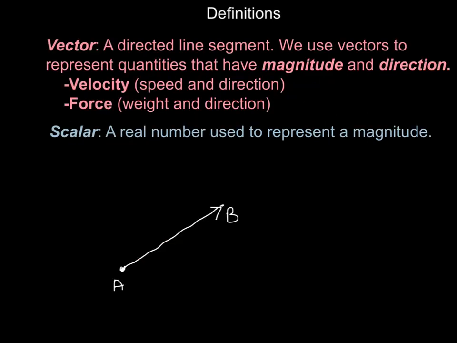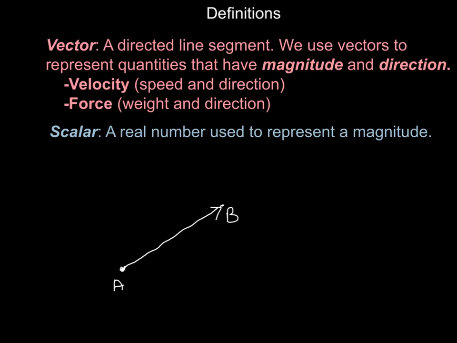Let's start out with some definitions, shall we? The first one is a vector is a directed line segment. Okay, we will use these vectors to represent quantities that have a magnitude and a direction. A couple examples of those are velocity, which has speed and direction, and force, which has a weight and direction.